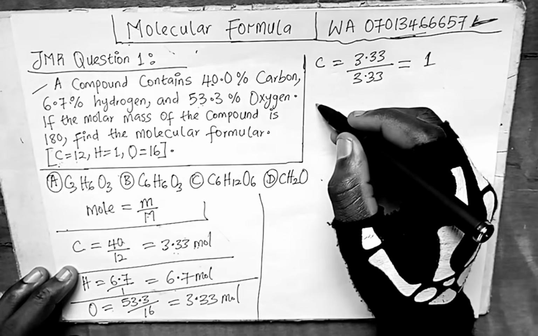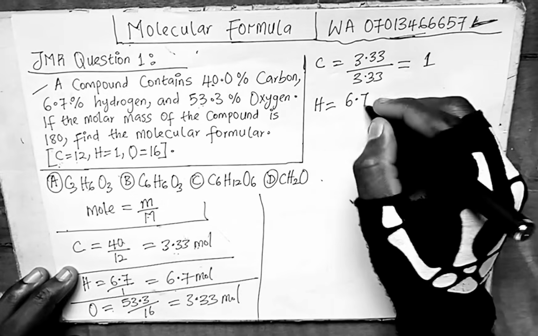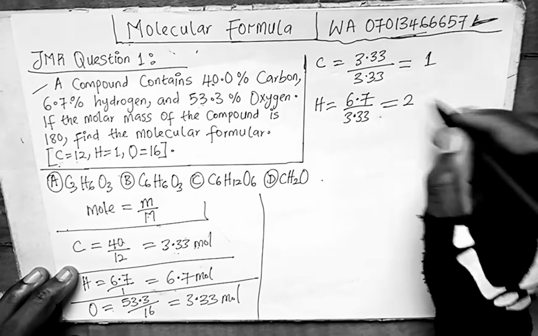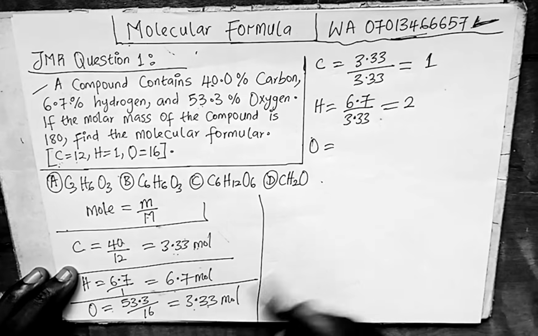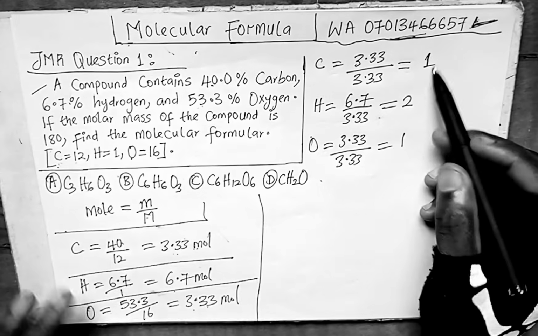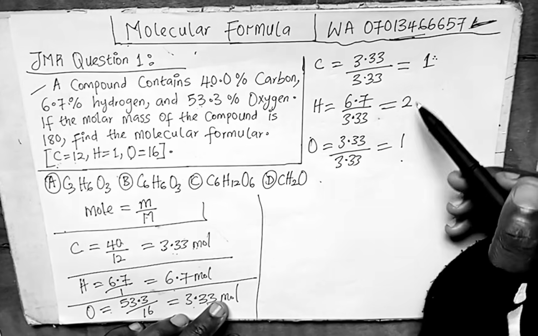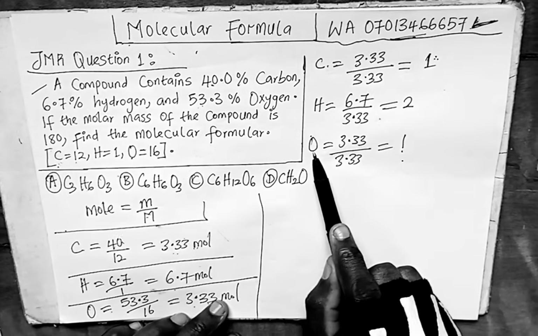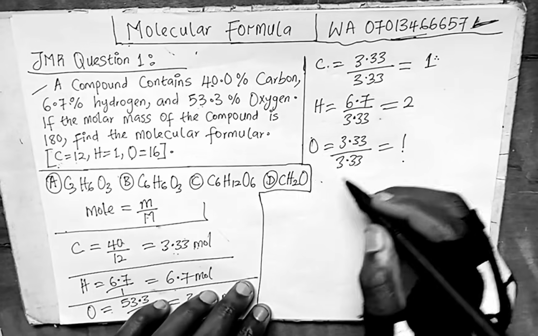All right. So the second one is hydrogen. What is hydrogen? 6.7. So 6.7 over 3.33. That will give us about 2. The third one is oxygen. Oxygen is equal to 3.33 over 3.33. That will give us 1. So the ratio we are having now is 1 : 2 : 1. So 1 mole of carbon, 2 moles of hydrogen, 1 mole of oxygen. That's our empirical formula. We can see how calculating empirical formula is so easy.